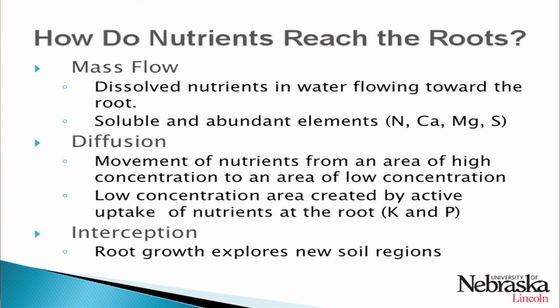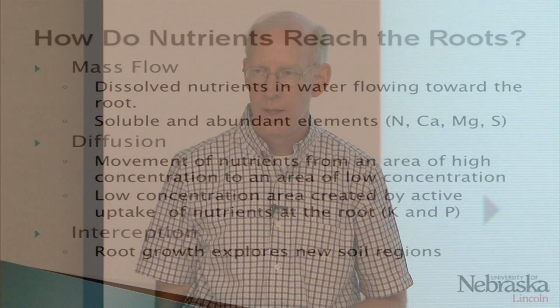Root interception then is the process where a root just happens to run into a location where there are nutrients available. And that can apply to any of the nutrients, but particularly those that are less mobile. So phosphorus and potassium, for example, and iron, root interception can be a significant mechanism for uptake. But primarily either mass flow or diffusion are the methods by which nutrients enter the plant.